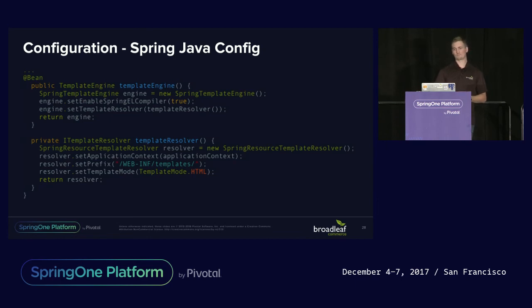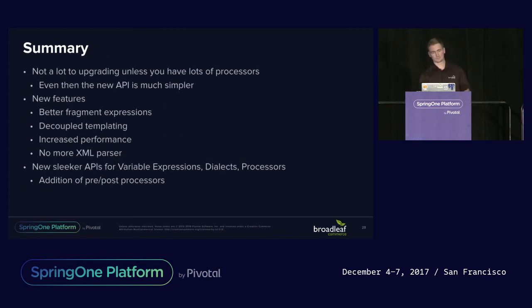And I didn't put a slide up here for the template resolvers. They are extremely similar. There's not a whole lot of changes, but if you have any, those will need to be migrated because the APIs have changed slightly. So in summary, not a whole lot to upgrade unless you have a lot of processors. Broadleaf has on the order of 50 or 60, 70 processors. We've pretty much covered most things, so pretty much everything migrated pretty well.